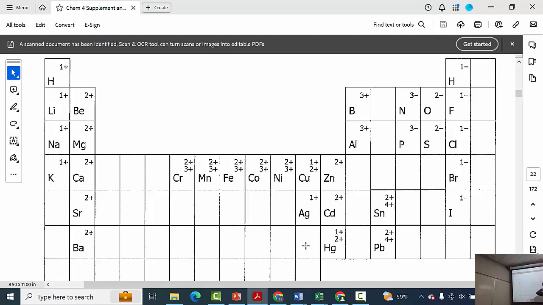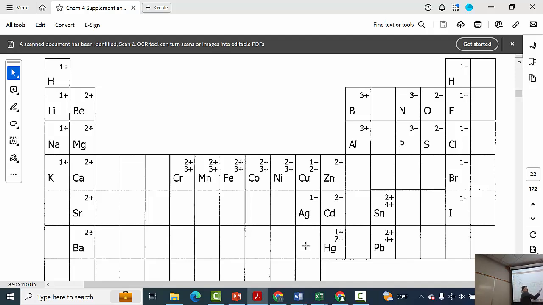Roman numeral 7. And so how many would manganese have to lose? 7. That's a lot to lose. And so manganese losing 7 isn't as common. And so these are what we call the common.